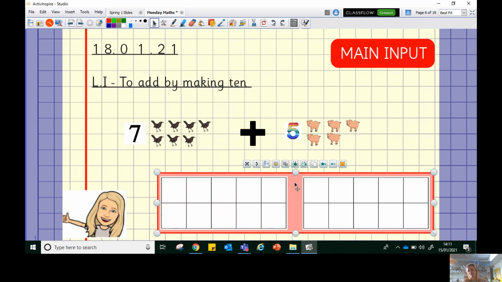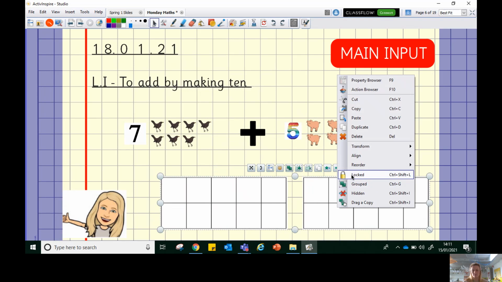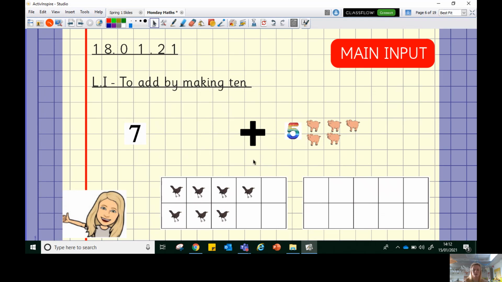Okay, so here is your next one. Have a go at this one and see if you can do it. Okay, so I'm going to move my 7 crows into my tens frame like this. Just spread them out, make sure they're all spread out into the tens frame. Okay, then I'm going to add the 5 pigs. I now know that my tens frame is full. So how many do I have in there? That's right, I've got 10, 11, 12. Okay, so my tens frame is full.